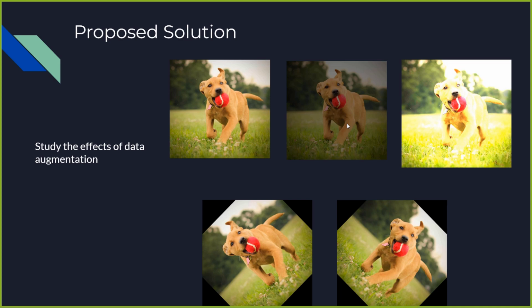Our proposed solution is to study the effects of data augmentation. For example, we tried to change the brightness of the image and to rotate the image to see how this will affect the resulting text of the image.